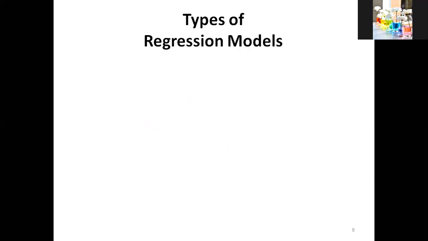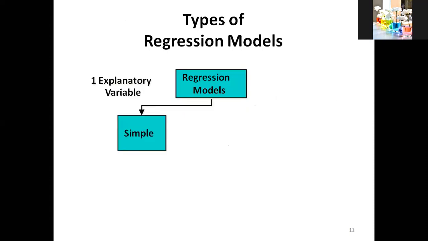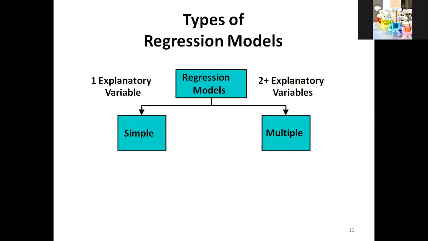Right, now let's look at what regression models are available. We are not going to study all the models, only the specific one. Regression models are called simple and multiple. The difference is, if you have one explanatory variable, that means one x variable, we call it simple. With more than one x variable, that is, two or more explanatory variables, it is called multiple regression.